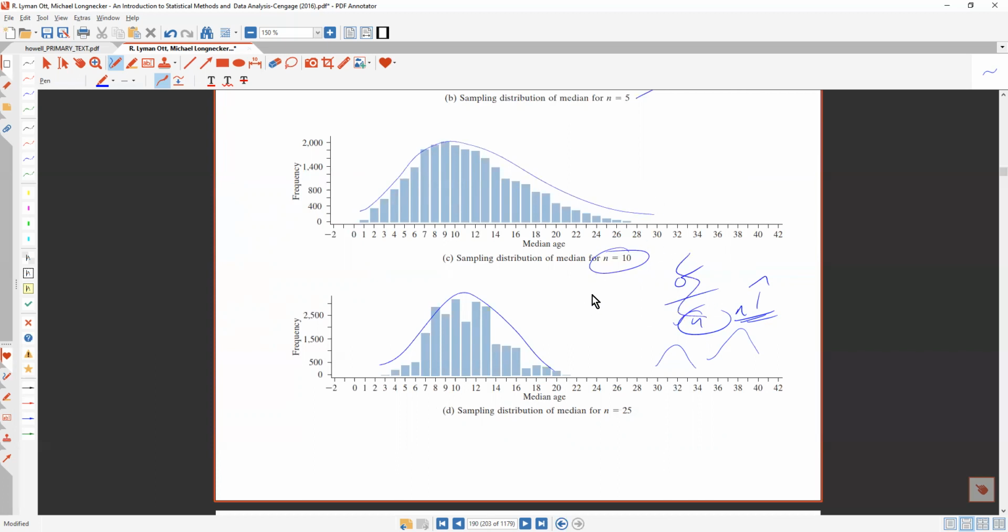So let me just clean this up a little bit, make it a little more clear. There's our standard error. As n increases, we eventually get a more and more normal shape. That's what this idea is communicating, but they're doing it for the median instead of the mean. But the same idea is there.